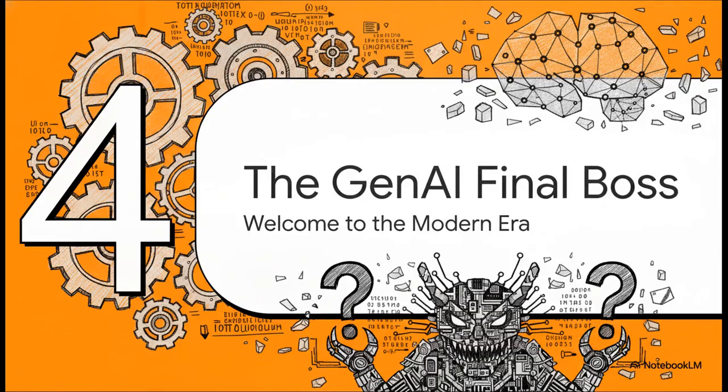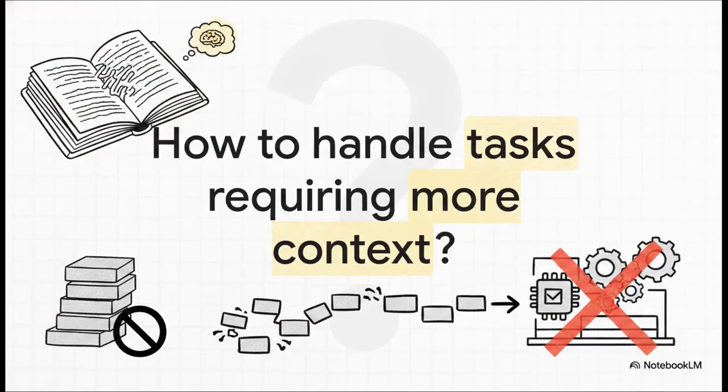And that brings us to our final act. Act 4, the Gen AI final boss. Welcome to the modern era. So, here is the ultimate question they're going to throw at you nowadays. How do you handle tasks requiring way more context than the model can take in at once?